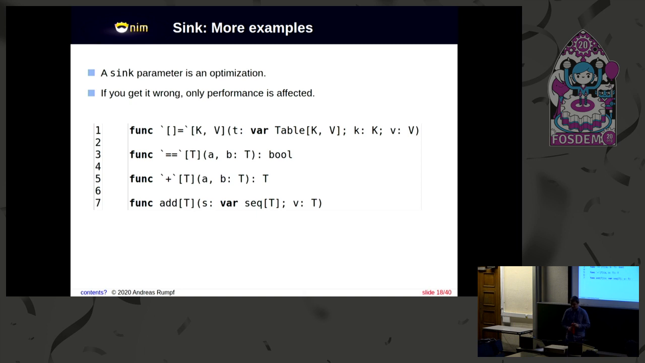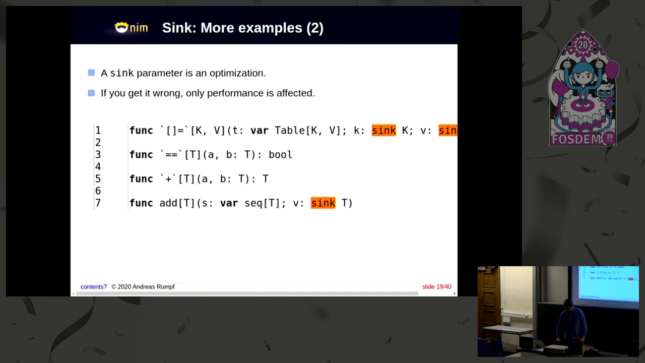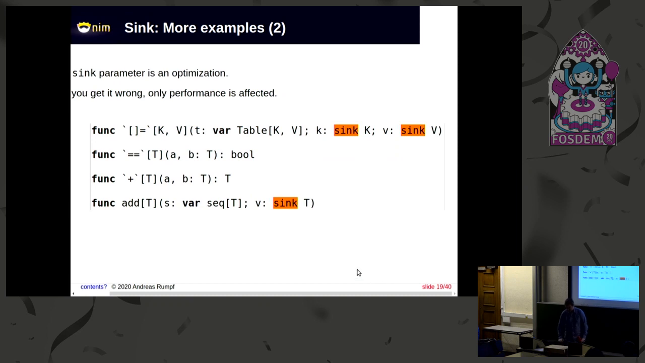So anyway, here are a couple of examples. We have a hash table, and this is the putter, like insert or update. Then we have equality on some generic type T, or plus on T, and finally append or add on this growable sequence. And the question is where to put the sink annotation. And you don't have to guess, I'm telling you. Embedding stuff into a hash table takes the sink annotation, and the append for the sequences takes the sink annotation.